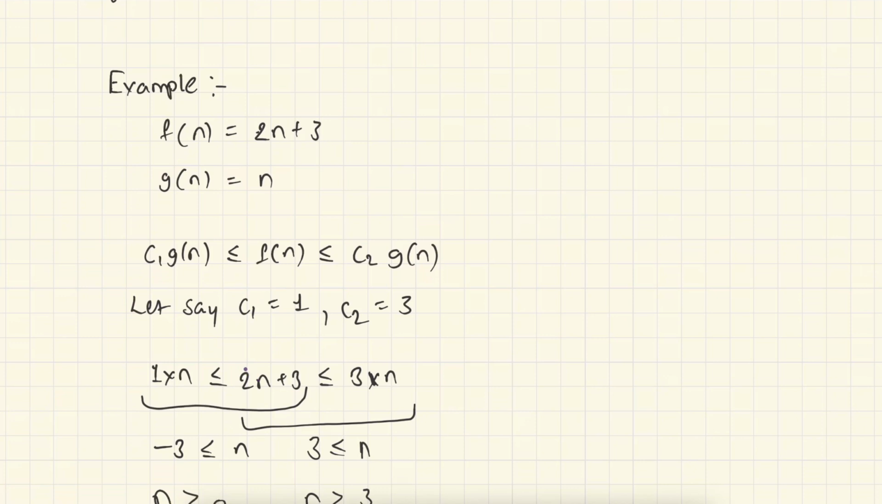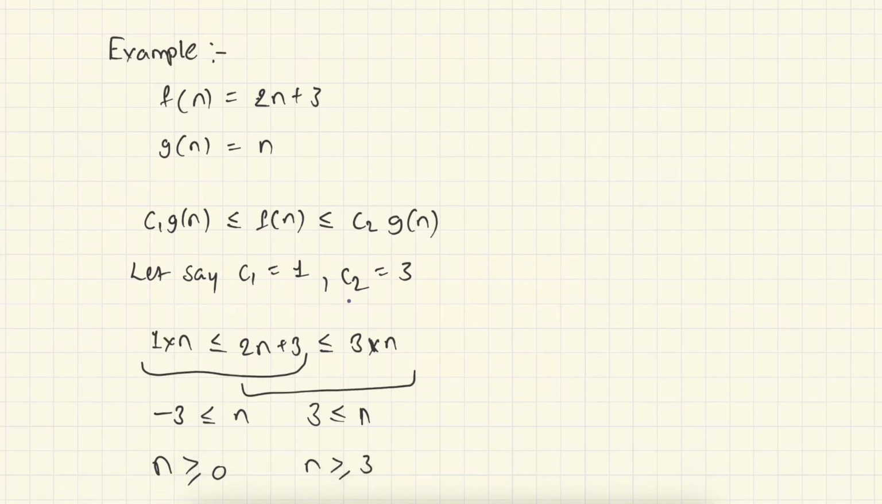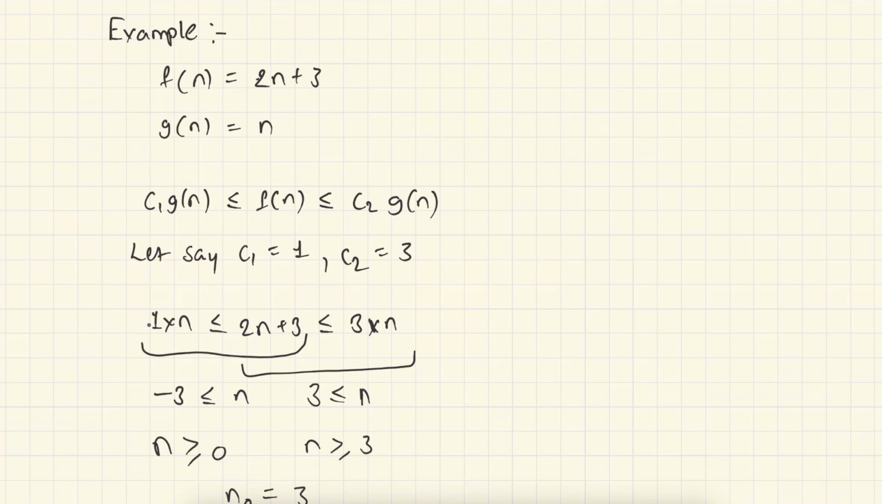So we take the coefficient of the higher order term and reduce it by 1, so we get 1 here, and this portion of the statement represents the lower bound of the function. So we take the coefficient of the higher order term and add 1 to it, so it becomes 3. So by putting the values of c1 and c2, we get 1·n < 2n + 3 < 3·n.